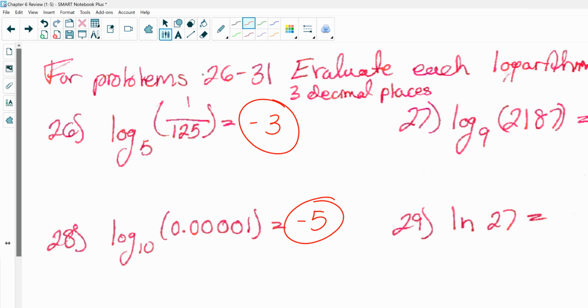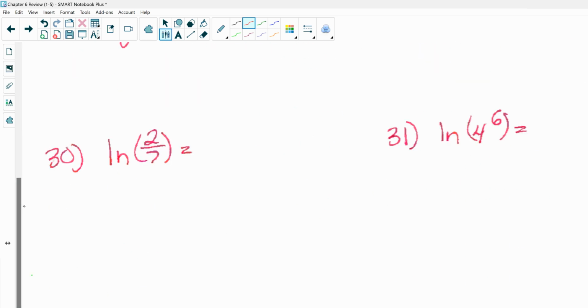Any other questions on 26 through 31? Question? No? 31. With any of these here, no matter what they are, type them in exactly as you see them.